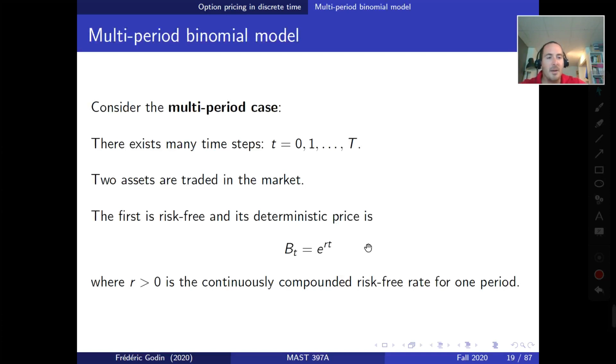So we're going to stop here. We've presented the case for one period. Now in the next video, we'll extend this binomial model to the case of multiple periods.